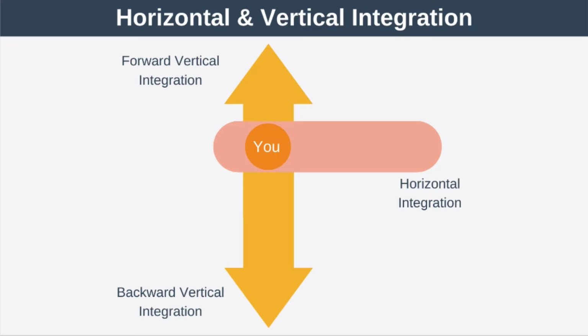Forward integration occurs when you acquire a company higher up your supply chain, and backward integration, or backward vertical integration, occurs when you acquire a company lower down your supply chain. So why would you choose to perform either a horizontal or vertical integration? Well, that will become clear shortly when we look at some real examples of each type of integration. But for now, let's recap the different types of integration.